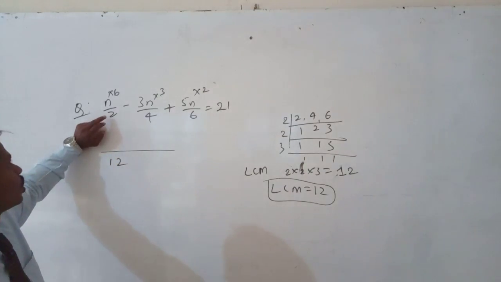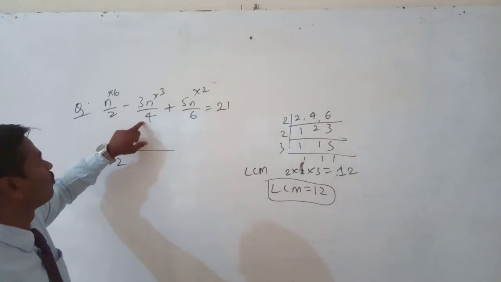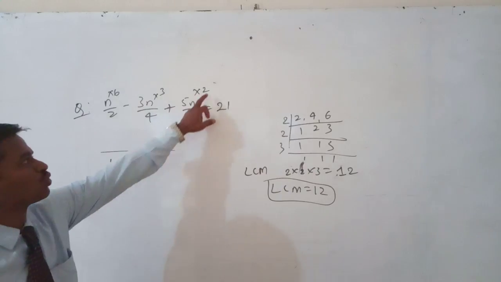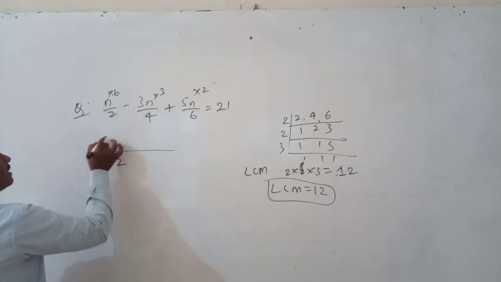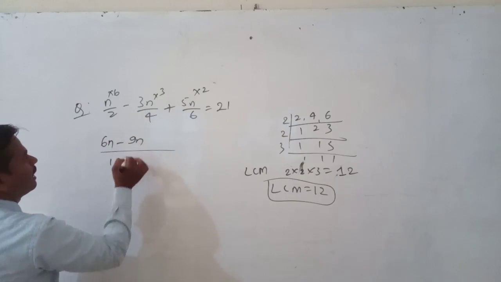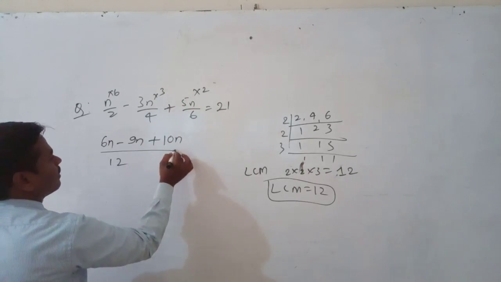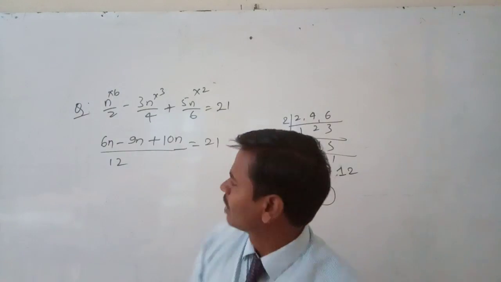Denominator is 2, 2 6s are 12. Denominator is 4, 4 3s are 12. Denominator is 6, 6 2s are 12. That's why multiply 2 here. 6 into n is 6n, minus 3 3s are 9, 9n, plus 5 2s are 10, 10n, equal to 21. Okay, what is here?